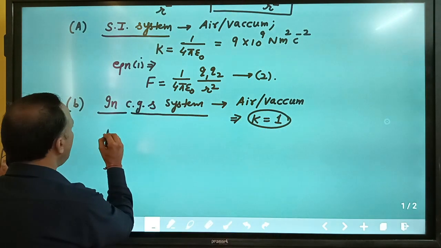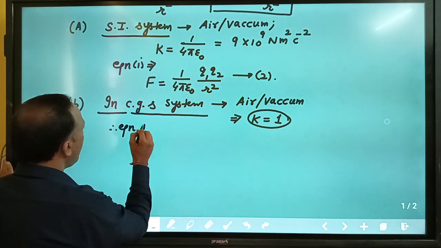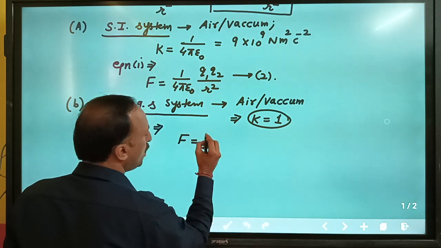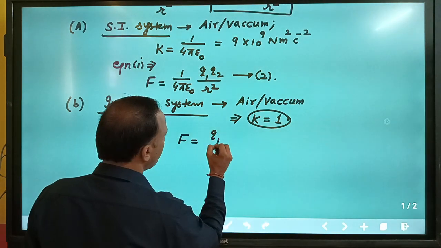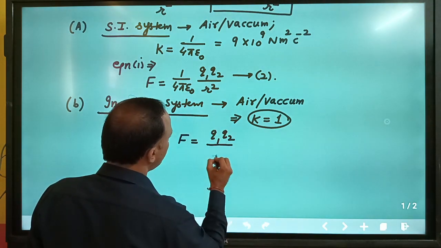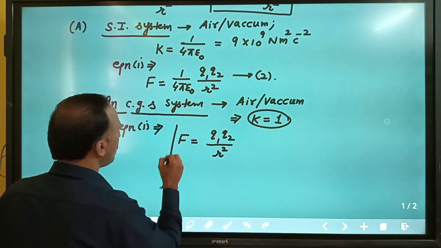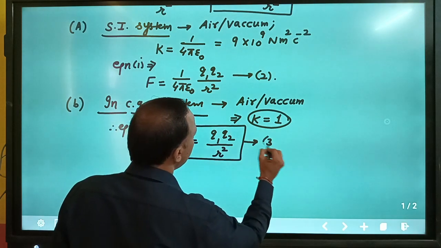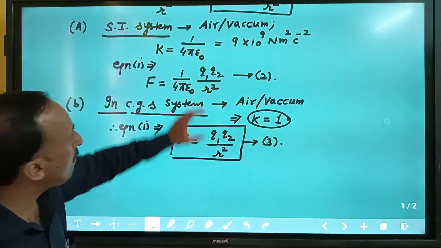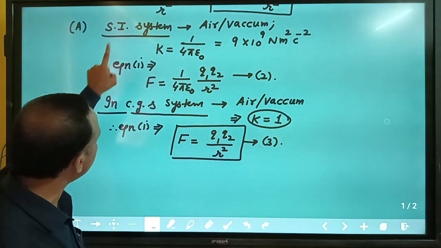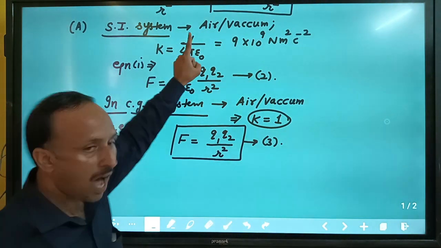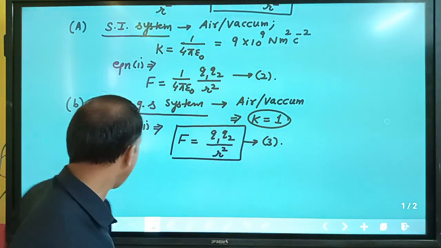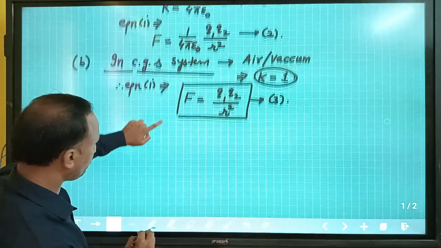So what will happen to equation number 1? Again the Coulomb force equation can be written as F is equal to, k is equal to 1, the product of the magnitude of charges divided by distance square between these two. So this is my next equation number 3, right? So now I have defined my Coulomb force first in the SI system and then in the CGS system, but I have taken that the charges should be either in air or in vacuum. Come to the third case also.